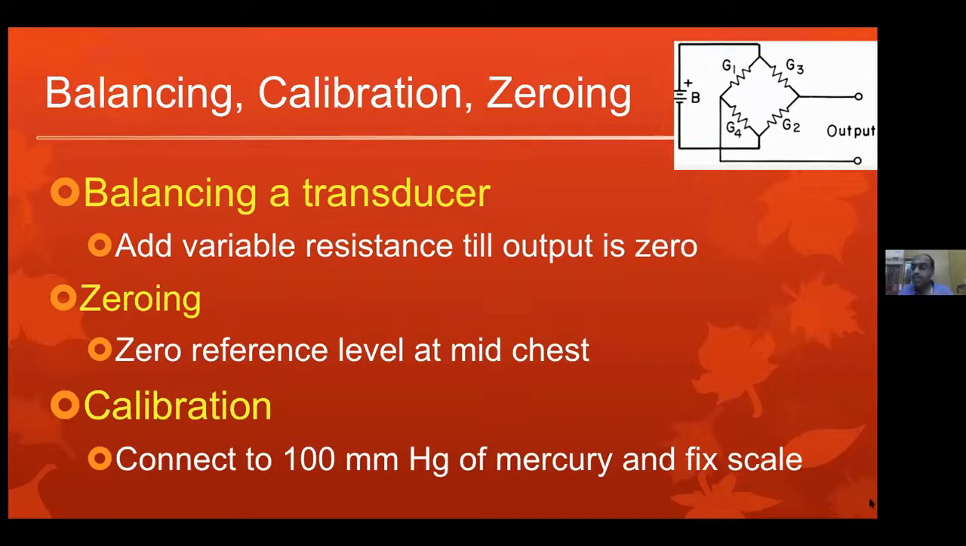What is the practical utility of balancing the transducer? If you don't balance the transducer, nothing can be measured. Balancing a transducer, zeroing the transducer and calibrating the transducer are 3 primary aspects of ascertaining the validity of a pressure transducer.